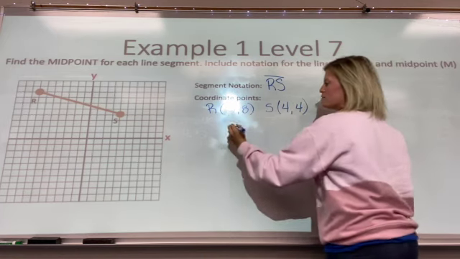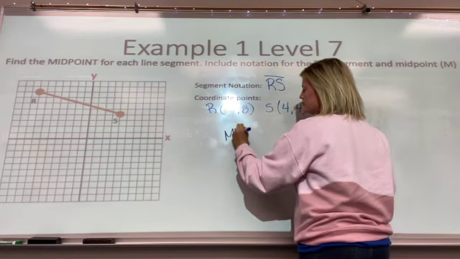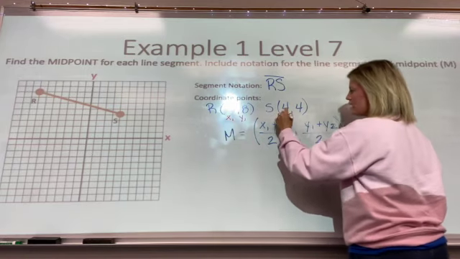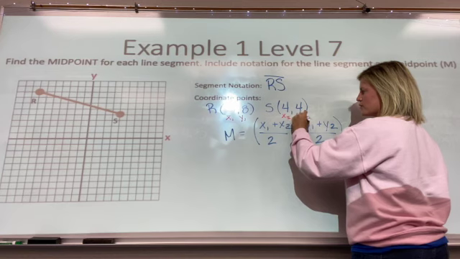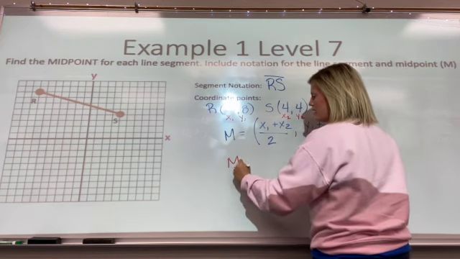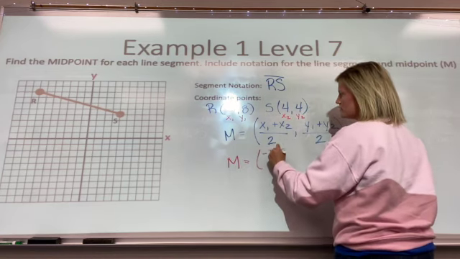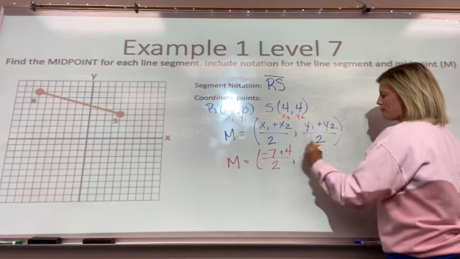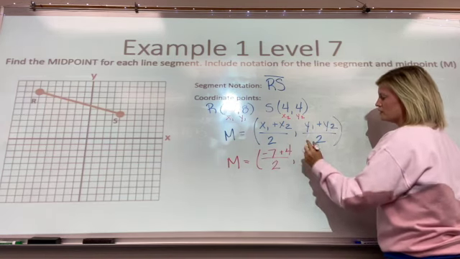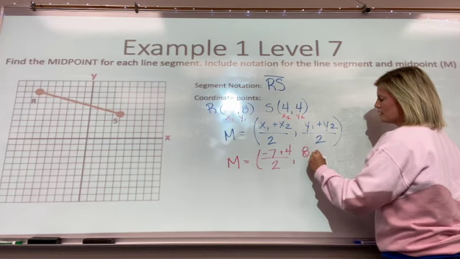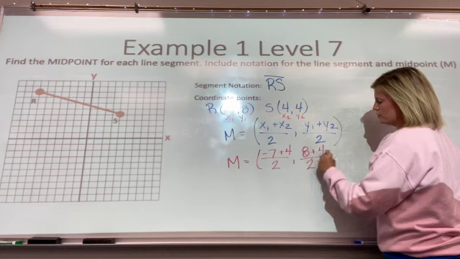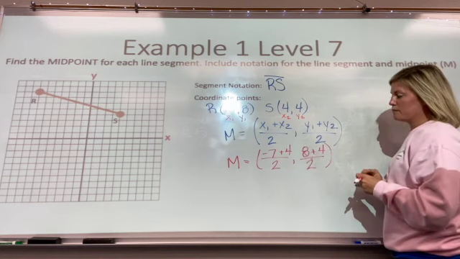From here, we need to plug into the midpoint formula. R is going to be x1, y1. S is x2, y2. M equals (-7 plus 4) divided by 2. For y1, we'll put in 8 plus 4 divided by 2. So that's our formula with the numbers.